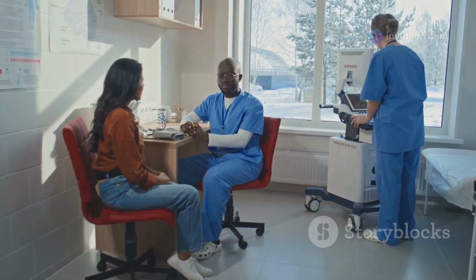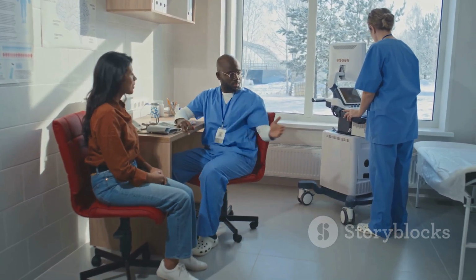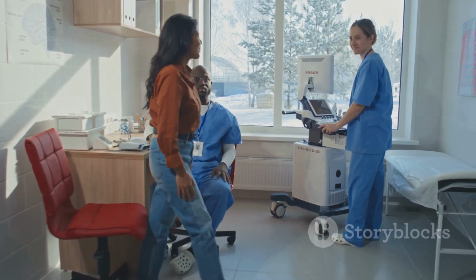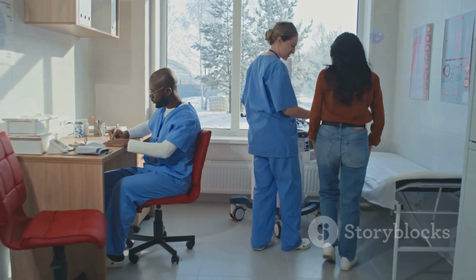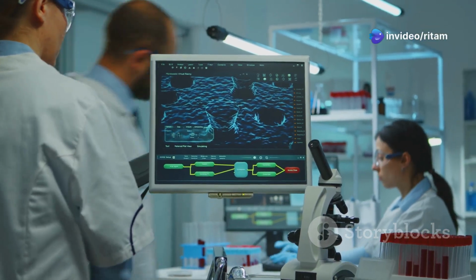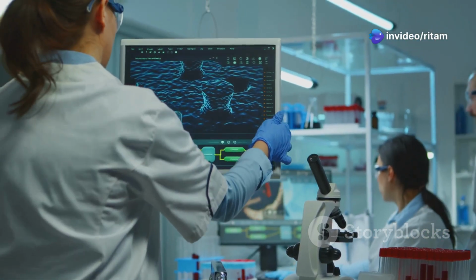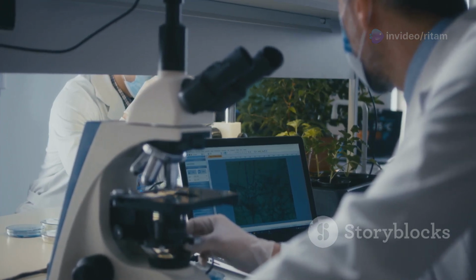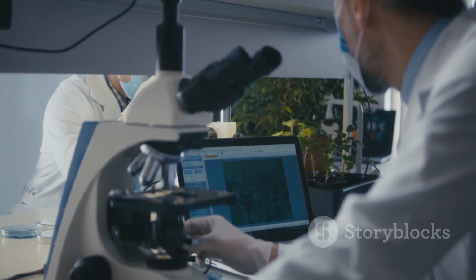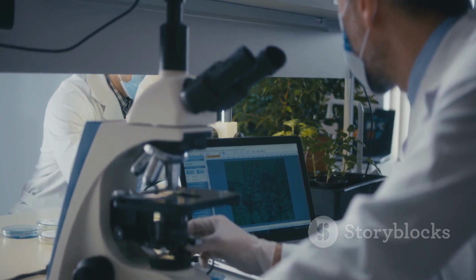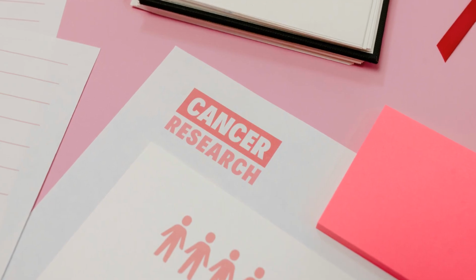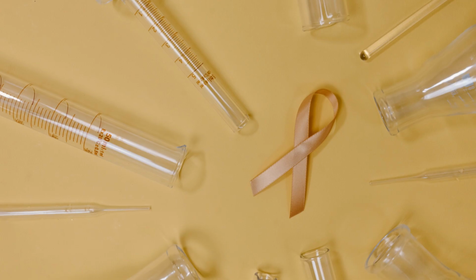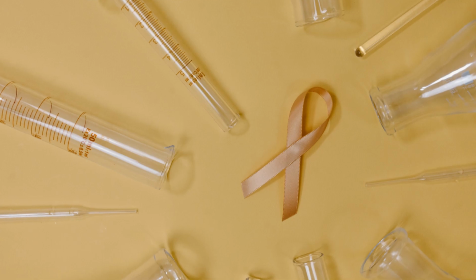Early detection is equally important. Regular screenings and checkups can help identify cancer in its early stages when treatment is most effective. The future of cancer treatment lies in continued research. Scientists are working tirelessly to understand the complexities of cancer, develop new therapies and personalized treatment approaches. We must remain hopeful and committed to supporting research efforts that will ultimately lead to a cure.